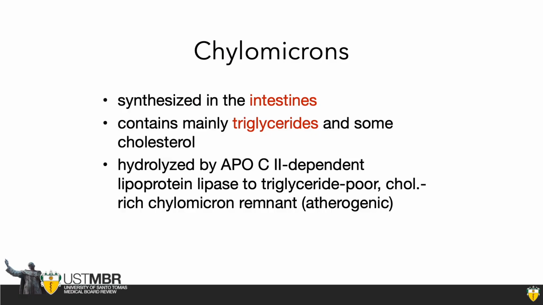One by one. Chylomicrons are produced in the intestines, and they are triglyceride rich. They are hydrolyzed by lipoprotein lipase to a triglyceride-poor remnant, the chylomicron remnant. This chylomicron remnant is cholesterol rich, so it's quite atherogenic.